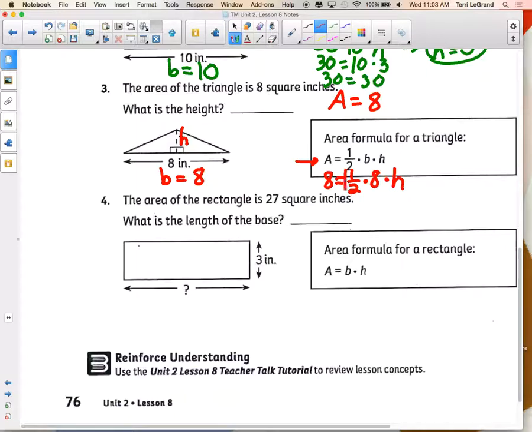Okay, so now we're going to actually multiply this. What's half of 8? 4. So this becomes now 8 equals 4 times H. Our box became 4 times H. Now we just ask ourselves what times 4 is 8. 2. So H equals 2. Let's check it out. 4 times 2 is 8. It works. So our answer is 2 what? Inches squared.